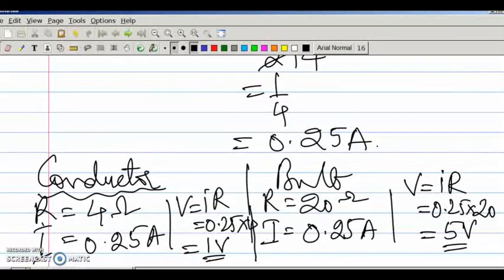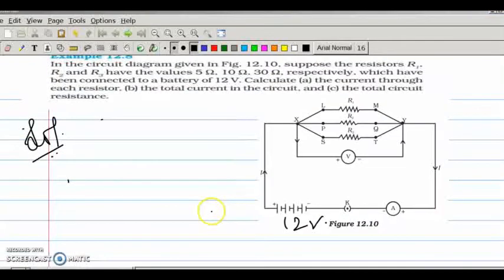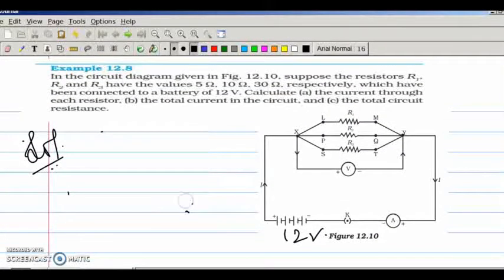We go to the next problem now. So children, we'll work example 12.8. There are 3 resistors connected in parallel to a source of 12 volt. We have to calculate the current in each of the resistors. Then next we have to calculate the total current in the circuit, as well as the total circuit resistance.